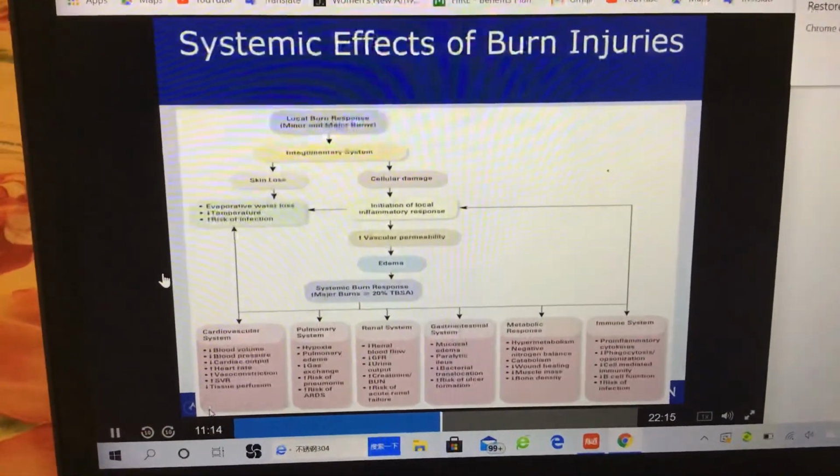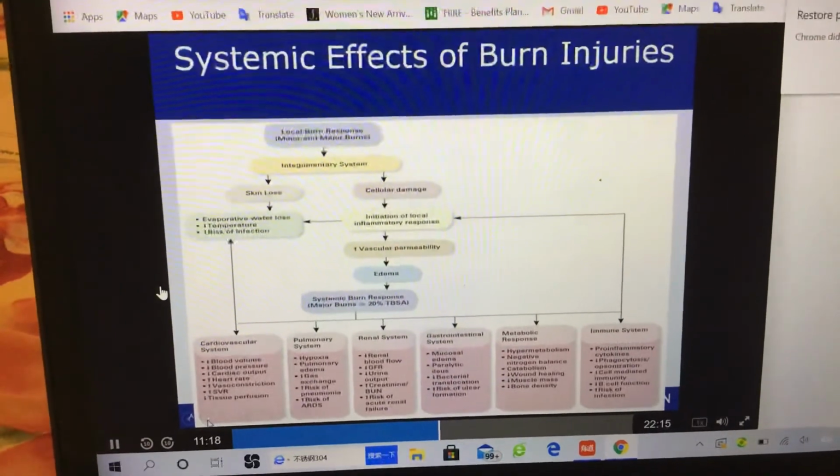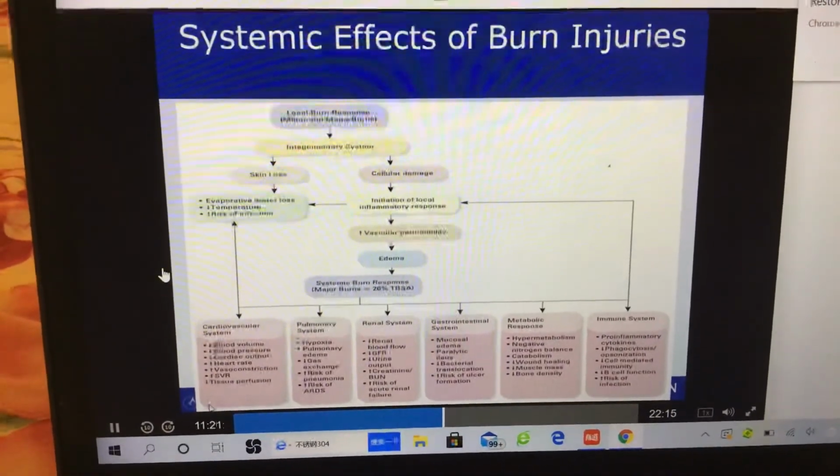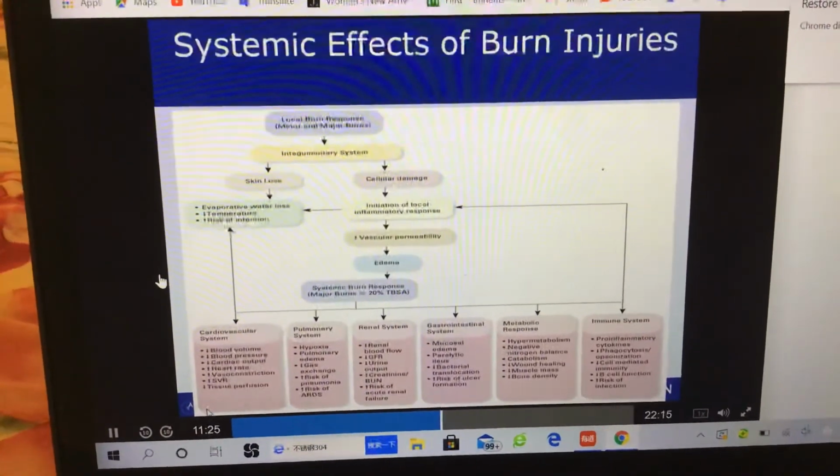This slide, which is also located in your book, shows you the systemic effects of burn injuries. You should review this when you're studying this content.